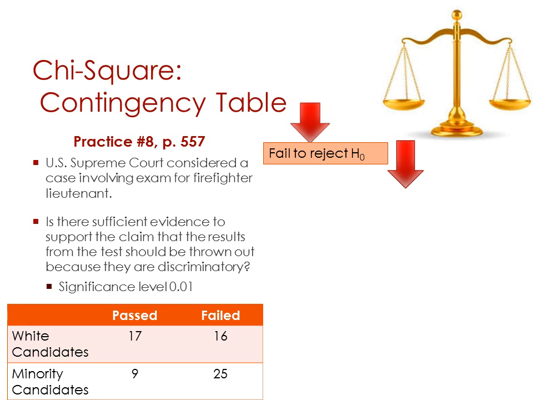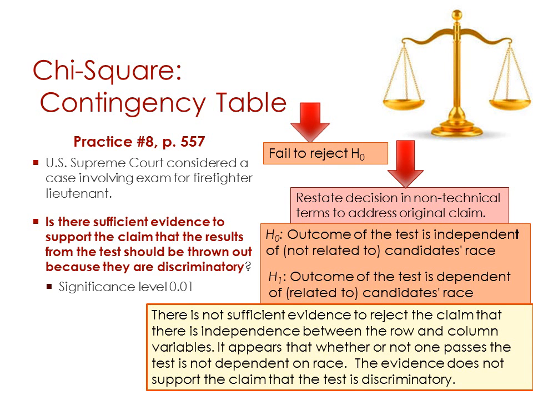So coming up and looking at this, we now need to connect this back with restating our decision in non-technical terms. We need to pull up our null and alternative to make sure that we are connecting with those. And our conclusion statement is going to read like this. There is not sufficient evidence to reject the claim that there's independence between the row and the column variables.